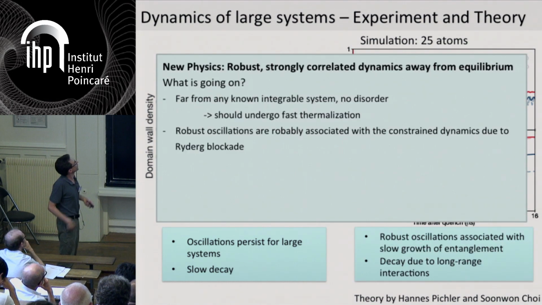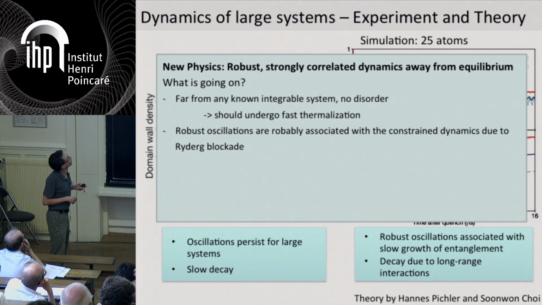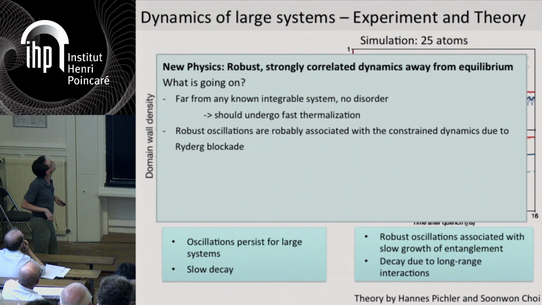All right, so we're not exactly sure of what was going on in the system because it's far from any integrable system. There is no disorder. It's not many-body localization effect. But still, we have these robust oscillations, which are, we know this from the simulation, associated with the constrained dynamics due to the Rydberg blockade.